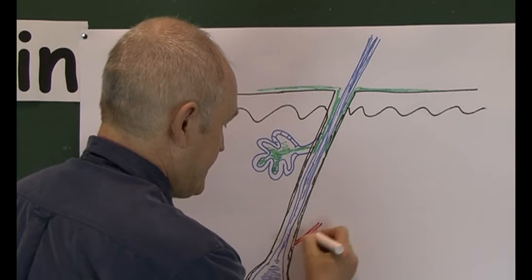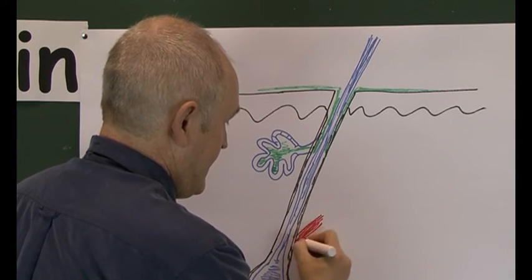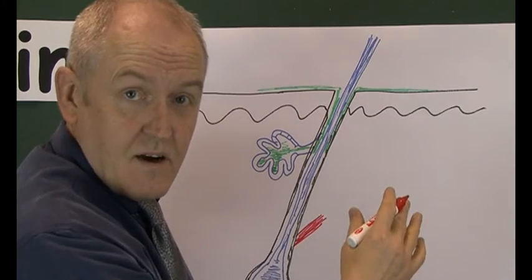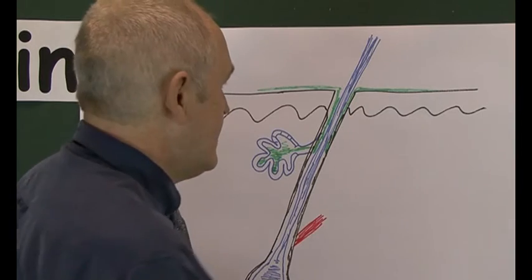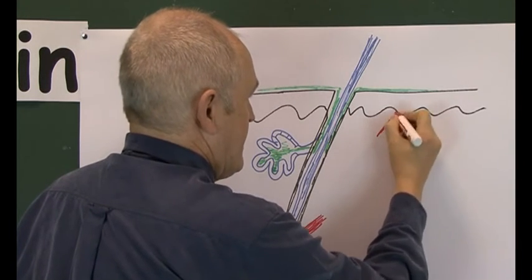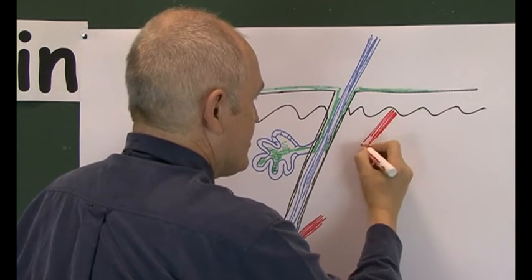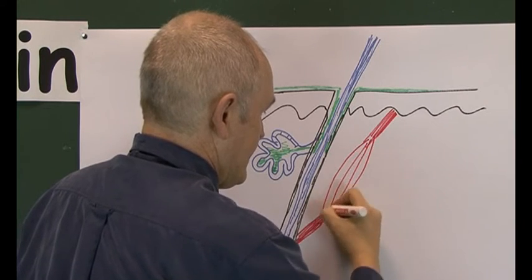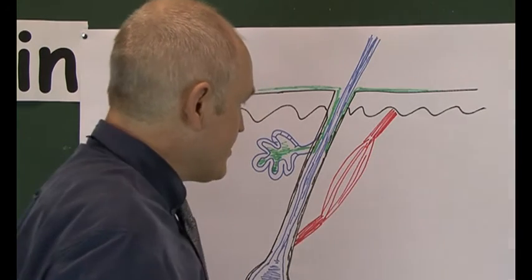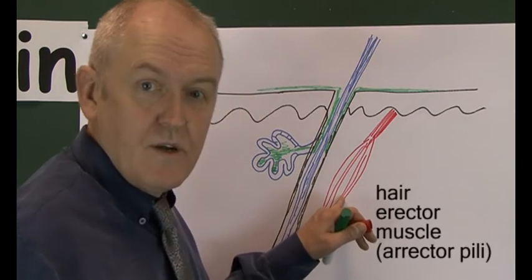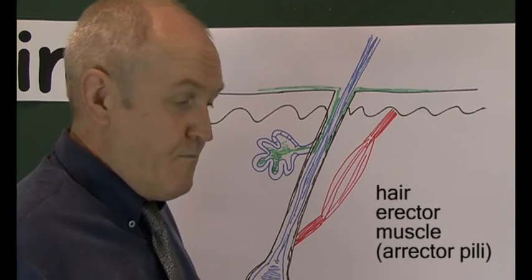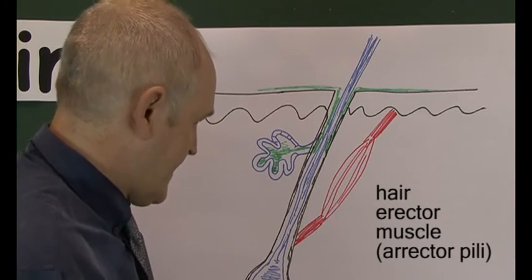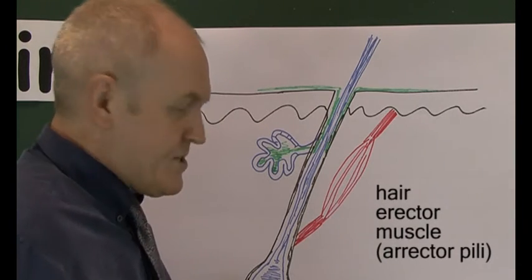So it's connected here, and it connects up onto some adjacent epidermis as well, connects up there. And there's a muscle here, a small muscle. So this muscle is called the hair erector muscle, or the erector pili. Now what's it doing here?